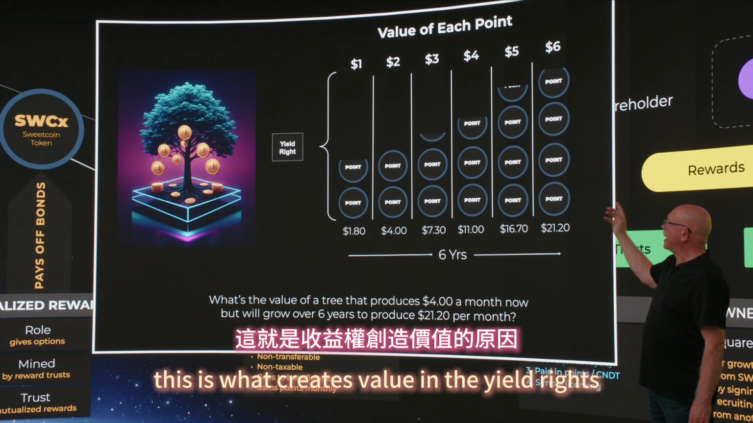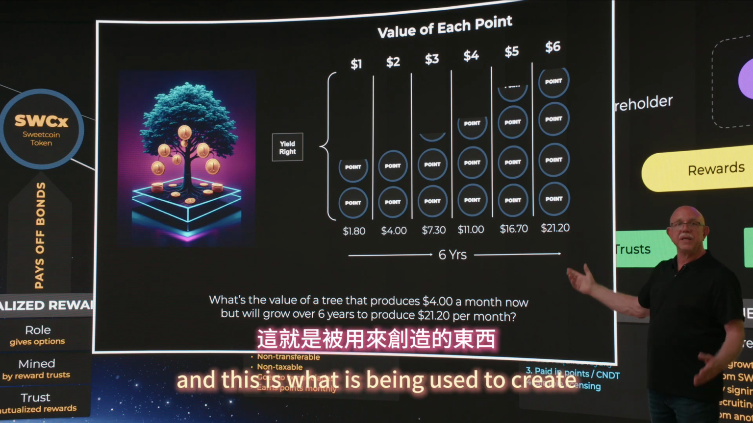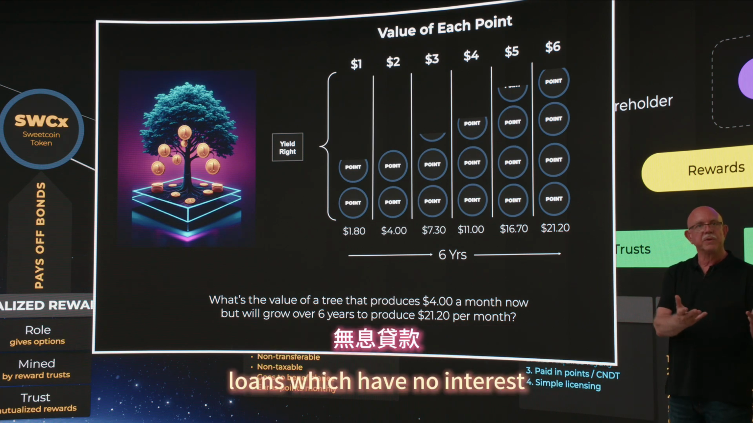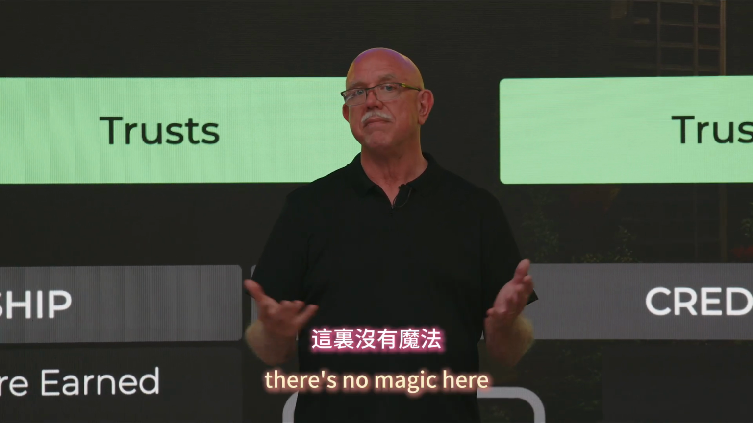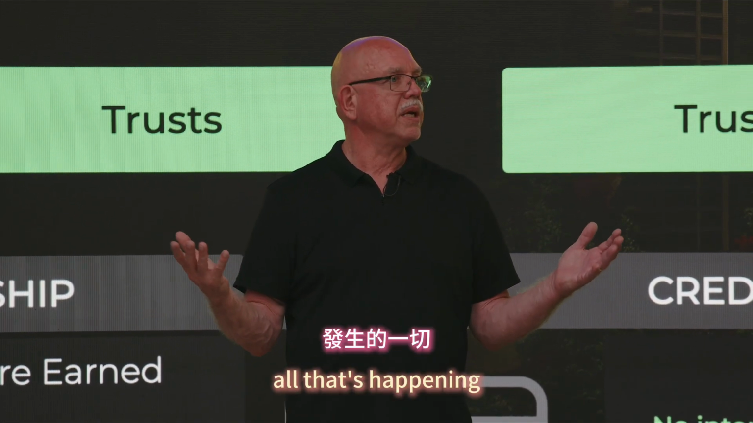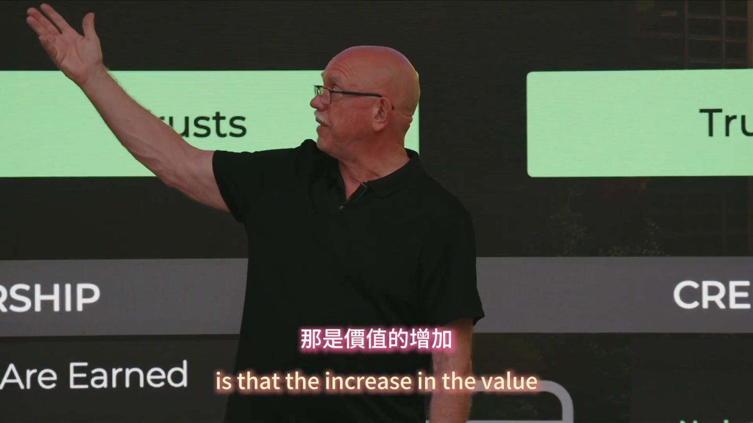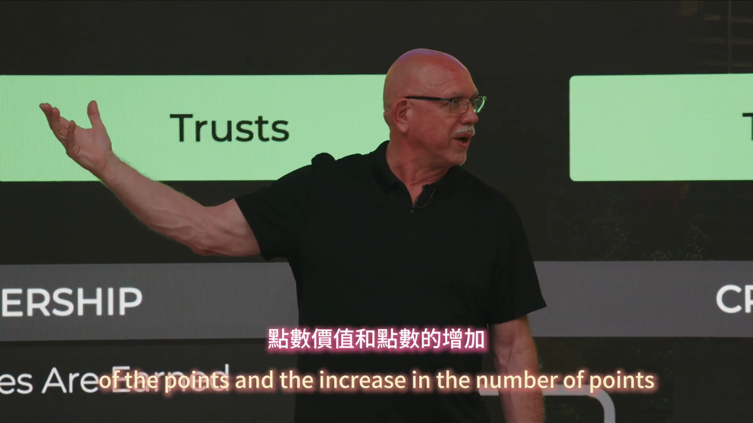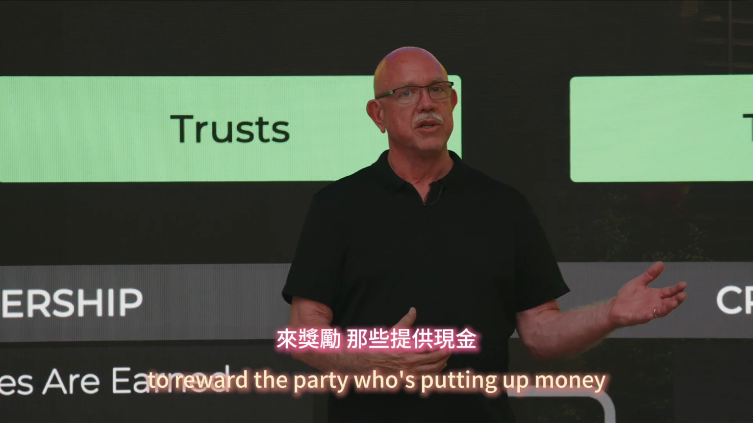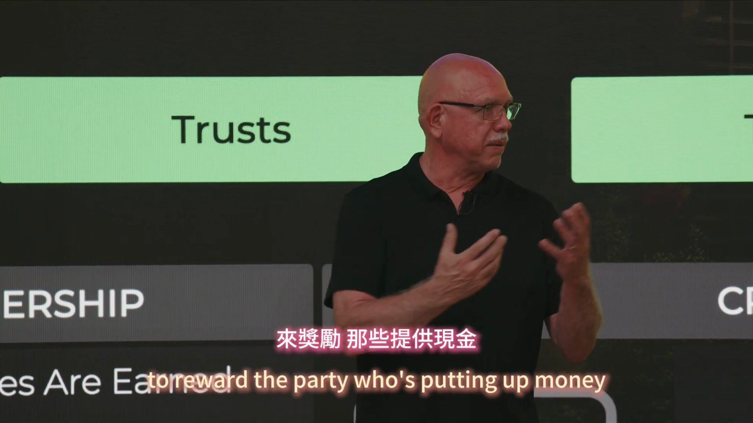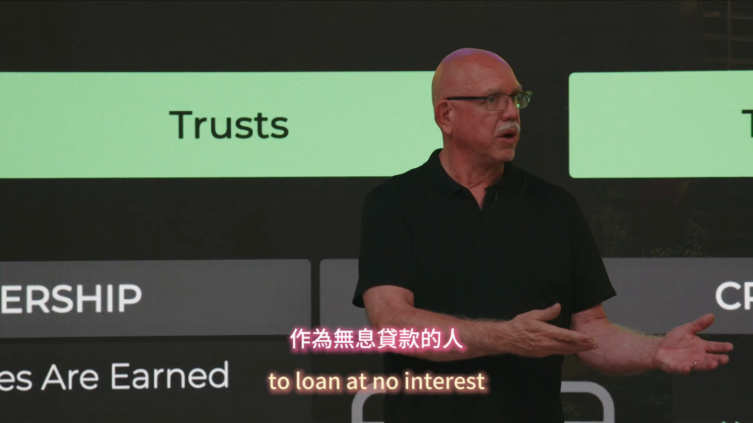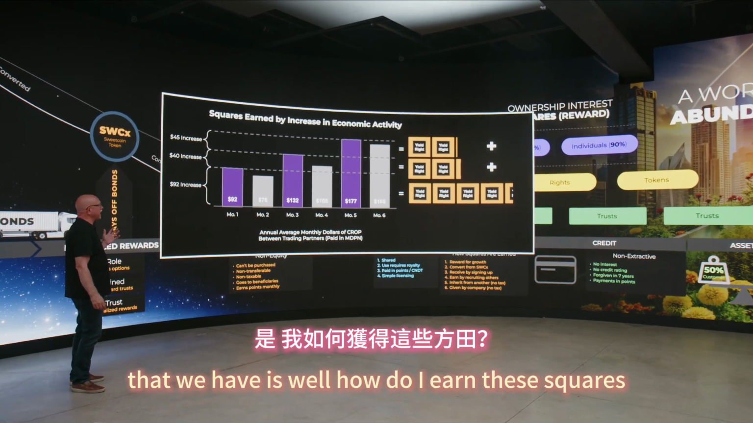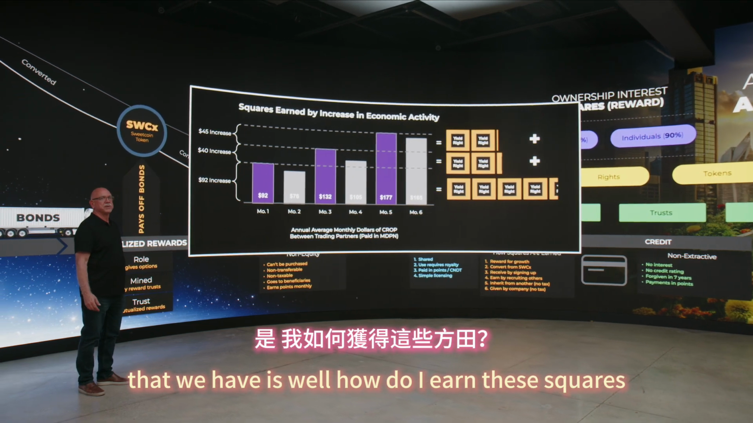This is what creates value in the yield rights. And this is what is being used to create loans which have no interest. There's no magic here. All that's happening is that the increase in the value of the points and the increase in the number of points is being used to reward the party who's putting up money to loan at no interest.